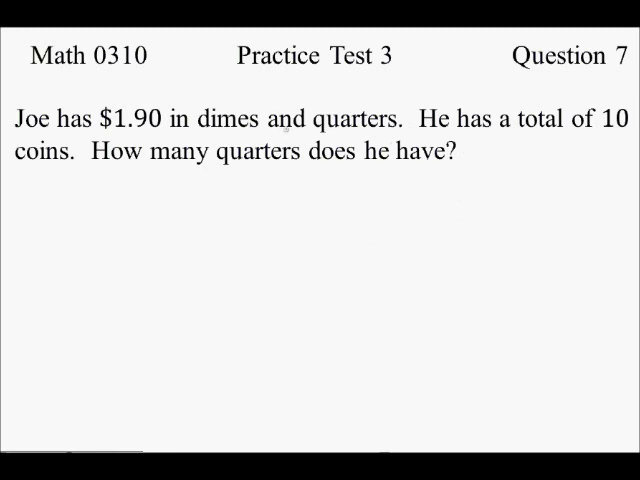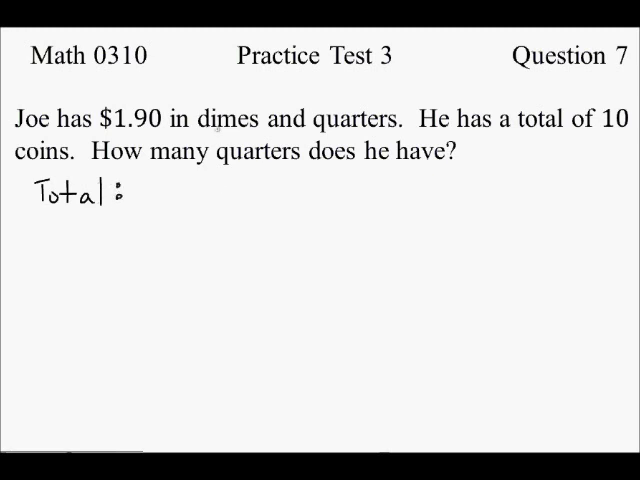Question 7 is a word problem. Joe has $1.90 in dimes and quarters. He has a total of 10 coins, and we're looking for how many quarters he has. So when we have a coin problem, I think the best way to set it up is with two equations. We want to think of our first equation as just our basic total equation. In other words, what do we have and what is the total of what we have.